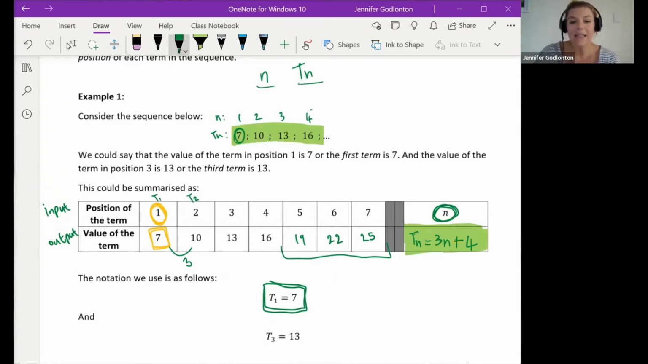Okay, and in that situation, what is my n? That's what I would like to know. So when I'm saying T1 is equal to 7, what is my n? What is my input?